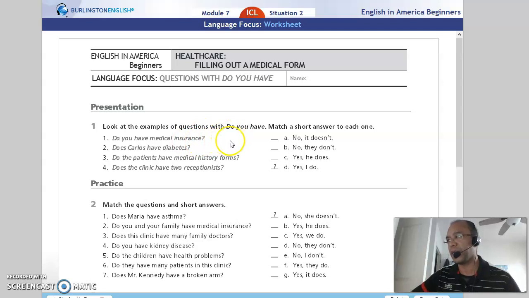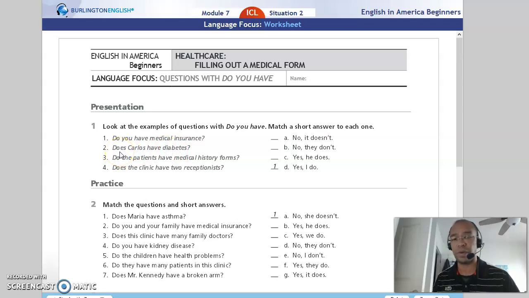Notice here in this worksheet that you have under the filling out a medical form unit, how they're asking you different questions. Look at the examples right here. Do you have medical insurance? When you're asking someone if they have medical insurance, you can say, do you have medical insurance? Another question also is, does Carlos have diabetes?